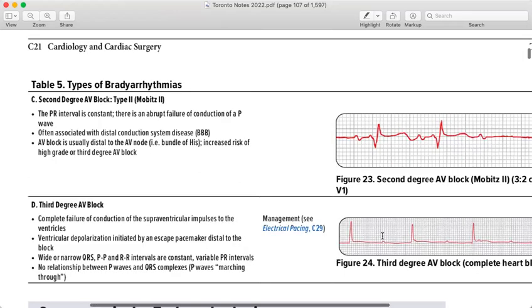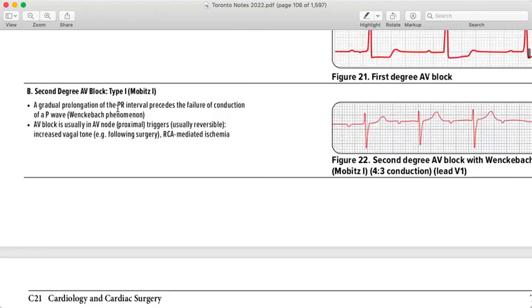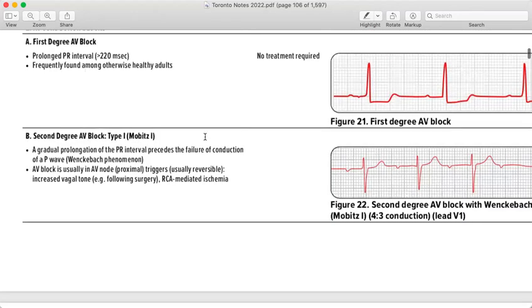Now coming to third degree, this is basically where the P to P interval is the same and the R to R interval is the same. Otherwise, a proper PQRS will not be formed. So with a wide or a narrow QRS, the P to P and R to R waves are constant. In this, we do management and give electrical pacing. Even in the second degree, we refer the patient to the cardiologist and they go for electrical pacing. But in the first degree and type 1, we don't do any treatment. We just do reassurance and ask them to do the follow-up.